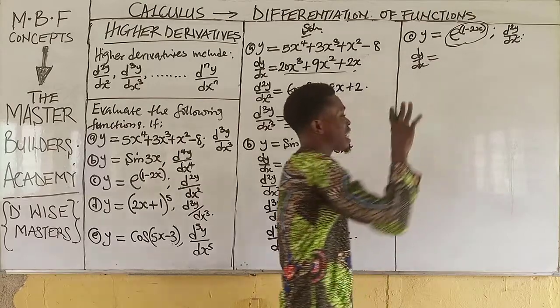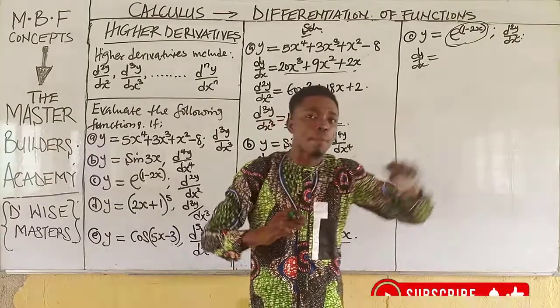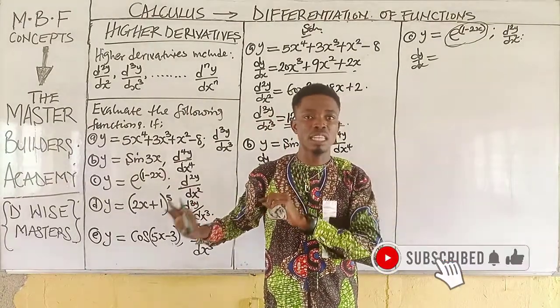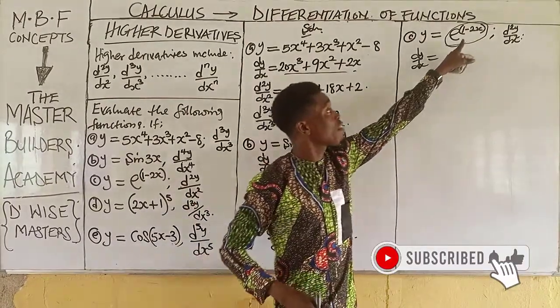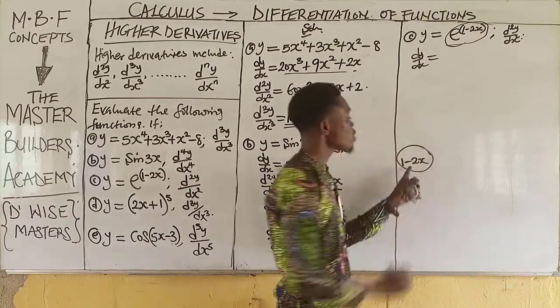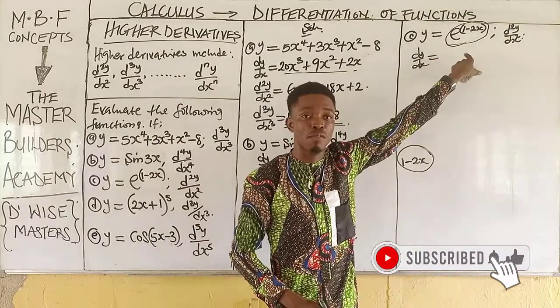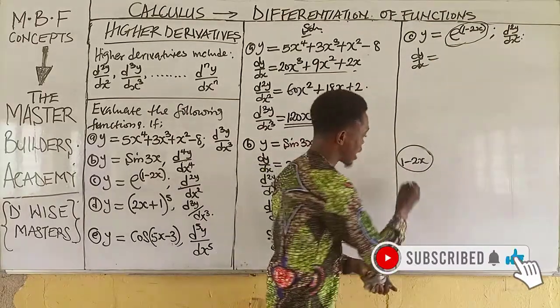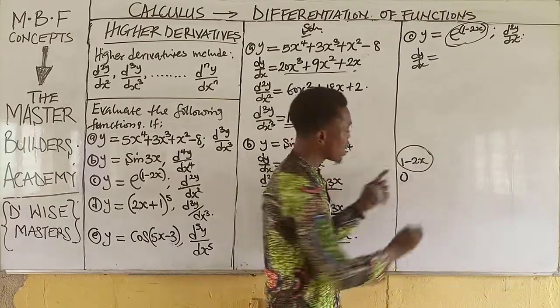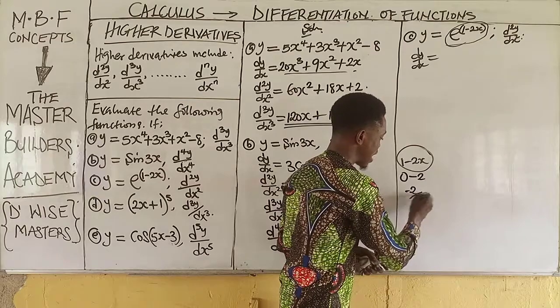Now, anytime you are differentiating an exponential function, the first thing you do is to identify the power of the exponential function. And what's the power? We have the power here to be what? 1 minus 2x. So you need to differentiate the power so that you will get the coefficient of the exponential function. When you differentiate 1, guys, you have 0. And when you differentiate minus 2x, you have 2. So 0 minus 2, you have negative 2.